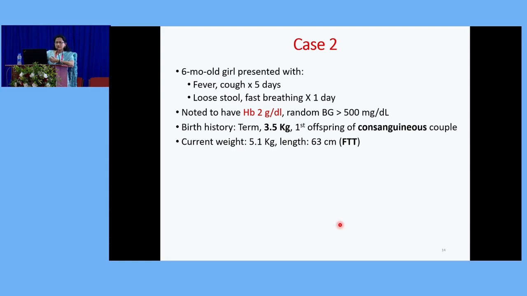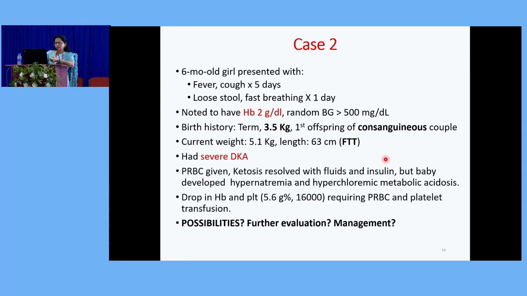So coming to another case, this was a 6-month-old girl. We saw her about 8-9 months back, and she presented with an acute complaint of fever and cough for 5 days, loose stool, and fast breathing for 1 day. She first went to another facility and was noted to have severe anemia, hemoglobin of 2 grams per deciliter, and random blood sugar more than 500. She was a term baby, first offspring of a consanguineous couple, but she was not low birth weight. Interestingly, her birth weight was normal to high, but currently she had failure to thrive. She had severe DKA when she came to us.